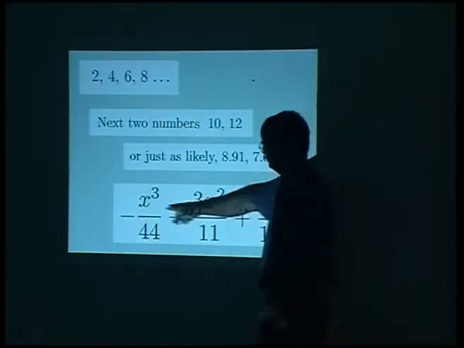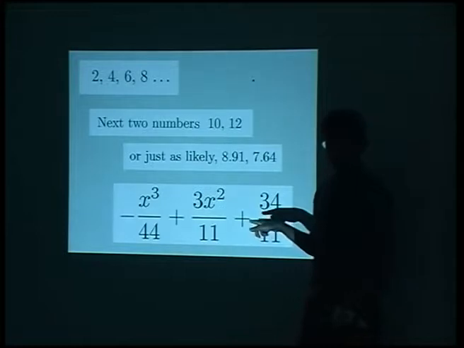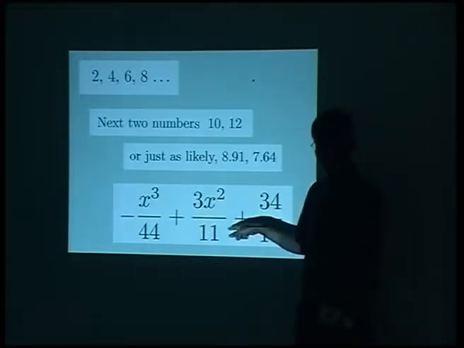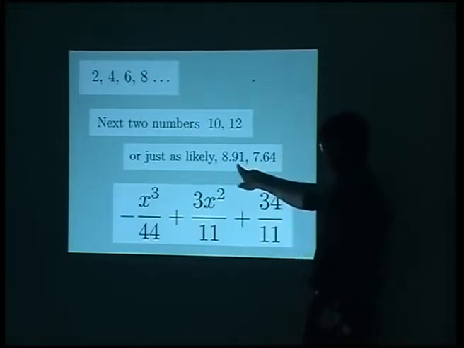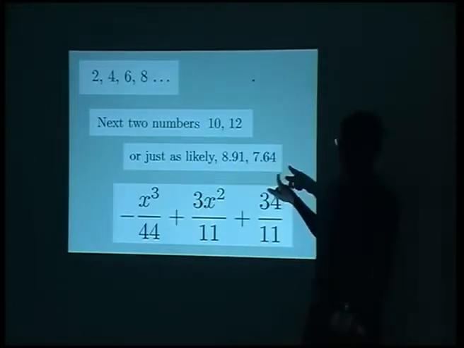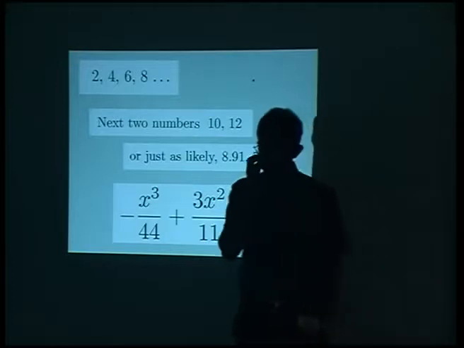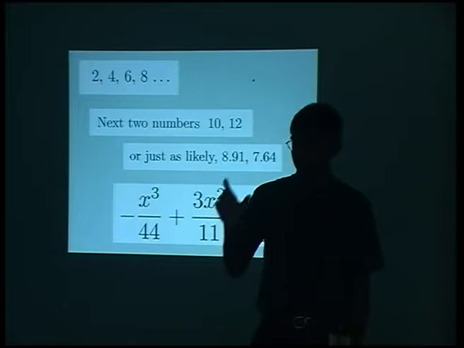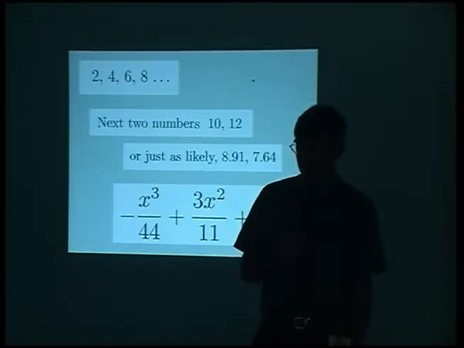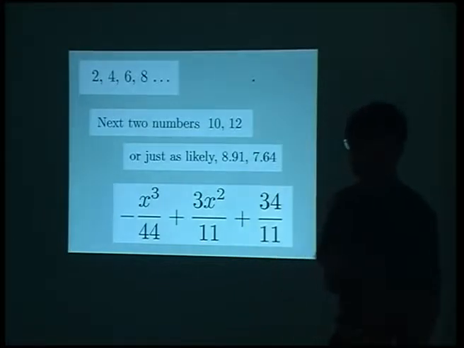If I put in a 2 for x into this, I will get a 4. If I put 4, I will get 6 exactly. If I put 6, I'll get exactly 8. But if I put 8, I'll get 8.91, and so on. Now, we don't know which one is correct because they both exactly represent the experimental data. So this is what I call modeling uncertainty.